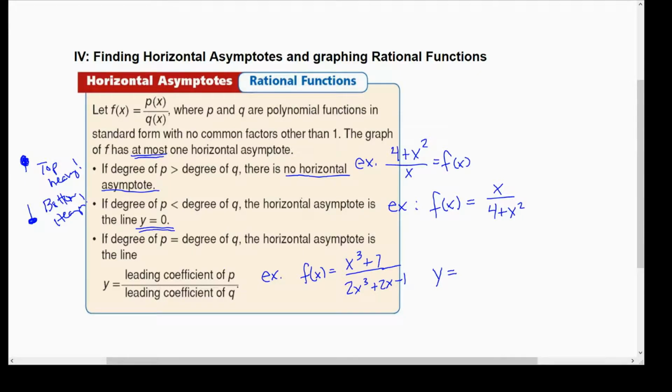What's the leading coefficient up here? My leading coefficient in front of this is just a 1. And what's the leading coefficient in the one on the bottom? It's a 2. So then my horizontal asymptote is going to be y equals 1 over 2. This is my horizontal asymptote. So it's going to be the ratio of those leading coefficients. I know this in words seems a little confusing. However, looking at these examples, hopefully you get a good understanding.